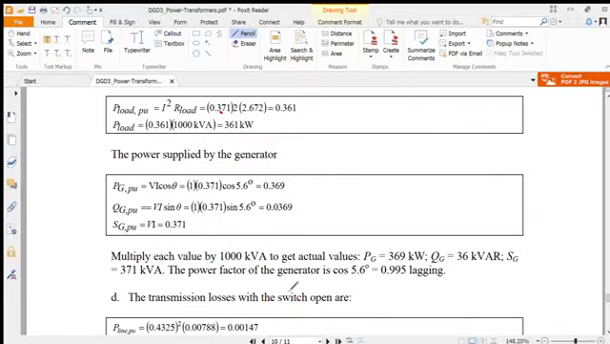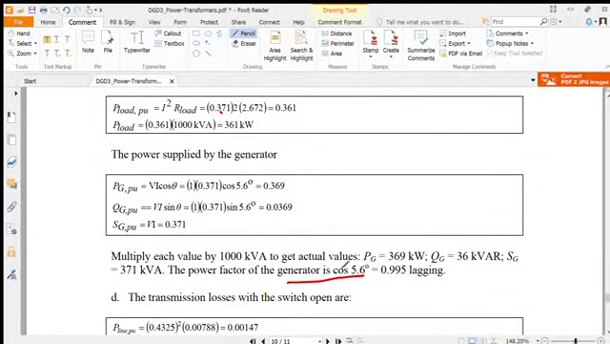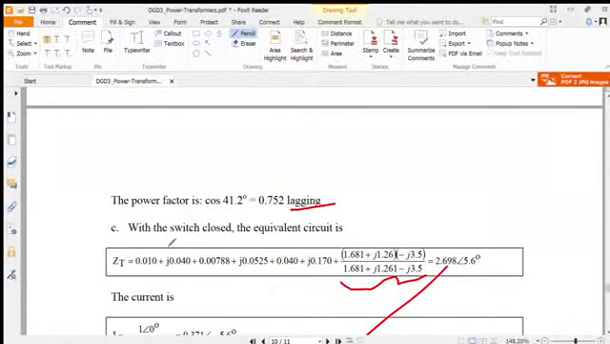And what is the power factor? The power factor is cos theta, cos 5.6 degrees, which is 0.995.